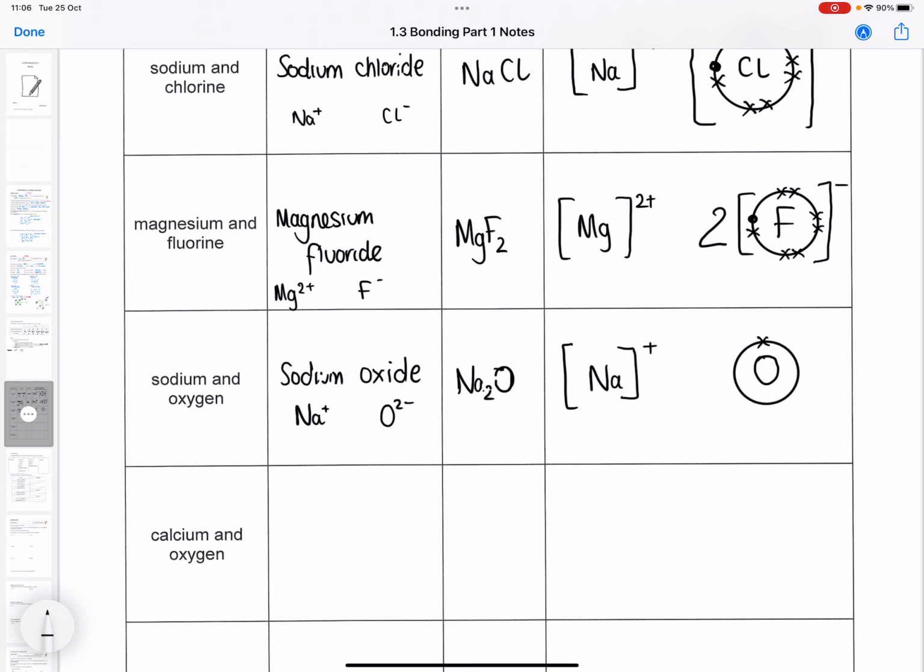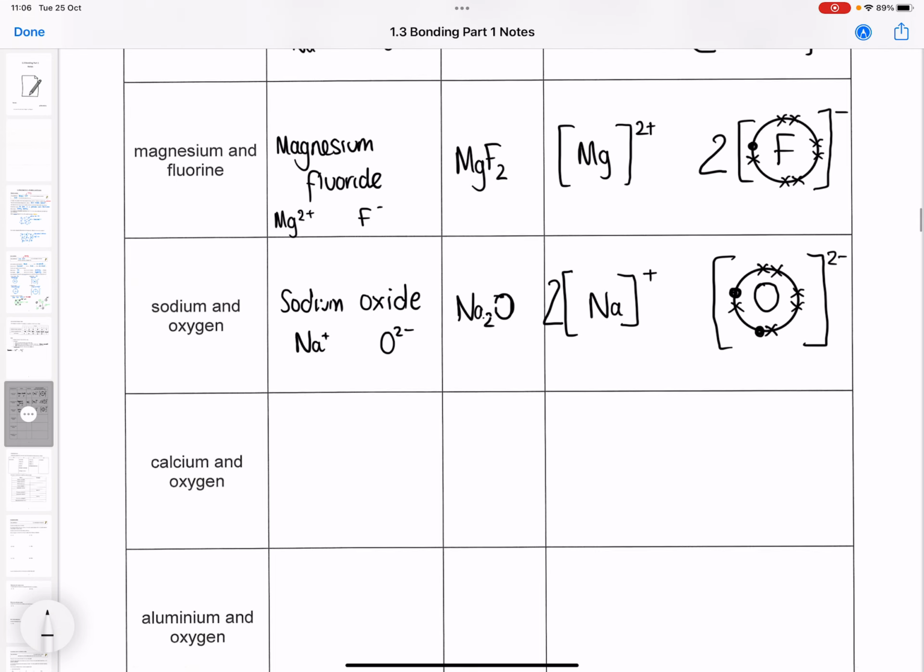So oxygen had 6 because it was in group 6. So remember that they don't want to pair up if they don't have to, so make sure that your 6 aren't 3 lots of 2. They're 2 2s and 2 separate ones. And then make it up to 8 with the dots. But each sodium did only lose 1, so we needed 2 sodium. So remember that the 2 now goes in front.